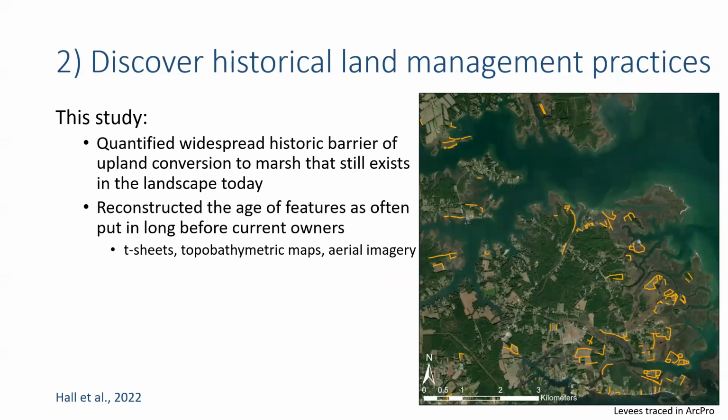So one of the things we did was use the historical records to identify where these features were, and then delineate them in ArcGIS. And so that image on the right has all of the levees that we were able to identify, traced out in orange. And so in this study, we were able to quantify this widespread historic barrier to upland conversion to marsh that still exists in the landscape today. And we're also able to reconstruct the age of these features, as many of them were put in over a century ago, long before the current landowners came to own the property, and did that through a really neat combination of T-sheets, topographic maps, and aerial imagery.